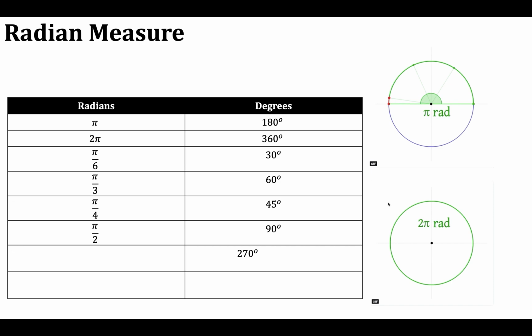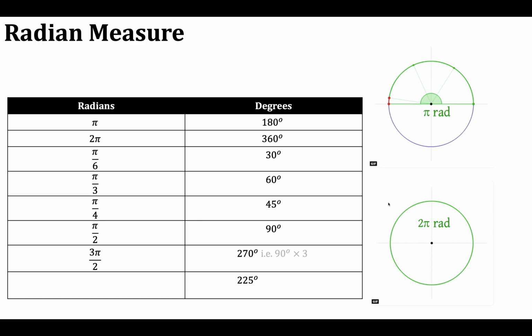So 270 degrees I know is 3 90s, so 90 degrees multiplied by 3. So I know that 90 degrees is expressed as pi over 2, so 270 degrees then in radians must be 3 pi over 2. Because it's that 90 degrees multiplied by 3, so it's 3 multiplied by pi over 2.